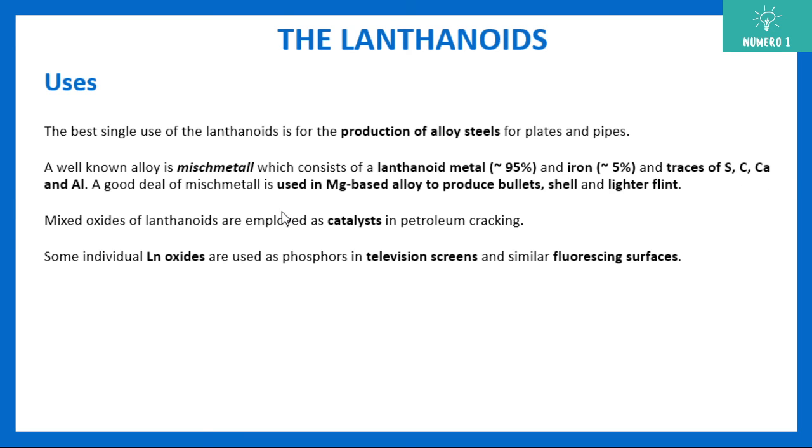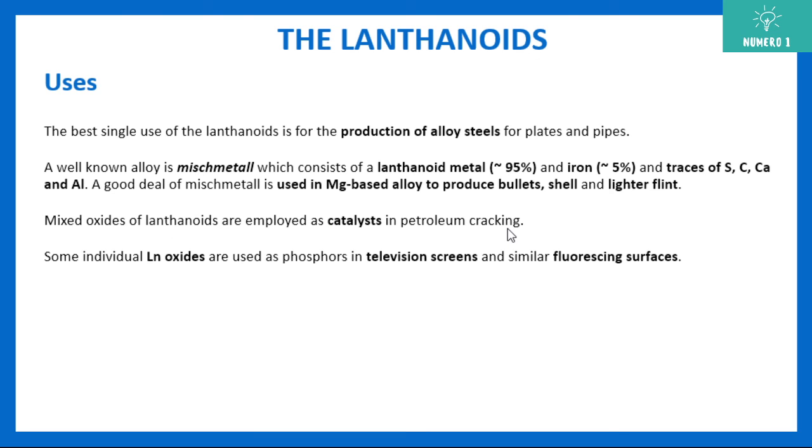So this one is actually used in a Mg-based alloy to produce bullets, shells, and lighter flints. So just have a note the importance that lanthanide metals, 95%, are used to produce bullets, shells, and lighter flint. Lighter flint is the one that you use to switch on a lighter. Okay. Also, mixed oxides of lanthanoids are used as catalyst in petroleum cracking.